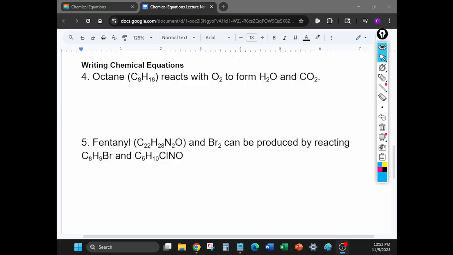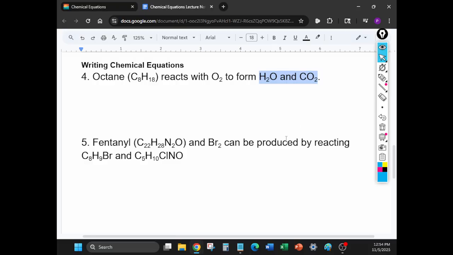Oh, so if you guys take a look at number 4, it says octane, and then it gives you the formula, C8H18. Octane is the gasoline in your car. It's the chemical that makes your car go. It reacts with oxygen. So we're gonna stop right there. So if you look, it says octane and O2 react together. So what you're doing is you're starting with these chemicals, and then it says to form H2O and CO2. So between the 2, if you look, these 2 are the ones you start with, right? You are reacting these 2, and you are making these 2 right here.